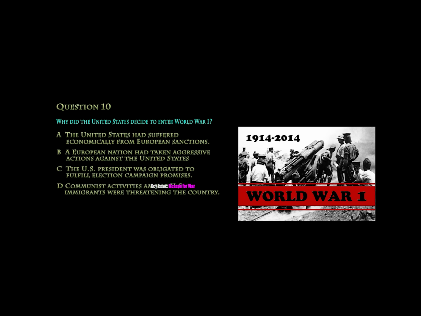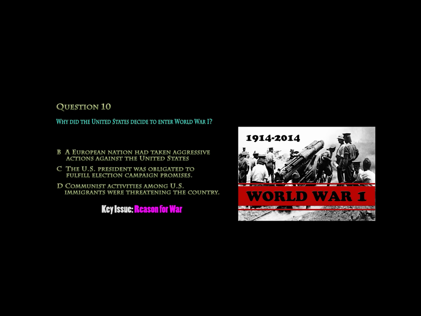Question 10. The reason for war is the key issue in this problem. Therefore, we will be searching for the best reason for the USA to enter World War I. A. Were European nations sanctioning the USA in 1917? No, they were not. B. Had a European country taken aggressive action against the USA? Yes, Germany had renewed unrestricted U-boat attacks on American shipping in the Atlantic.